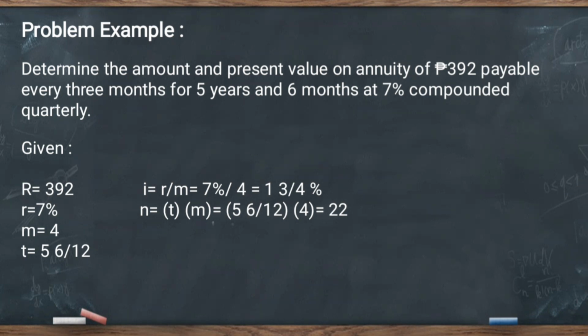Take note that in computing for i, we are going to divide rate over M. So we have 1 and 3/4%. And for computing for n, we are going to multiply time and M. So which is 5 years and 6 months divided by 12 multiplied by 4, we have 22.